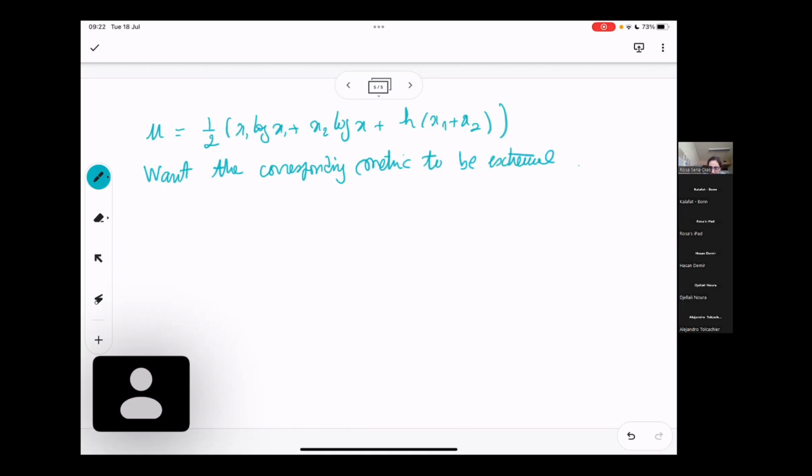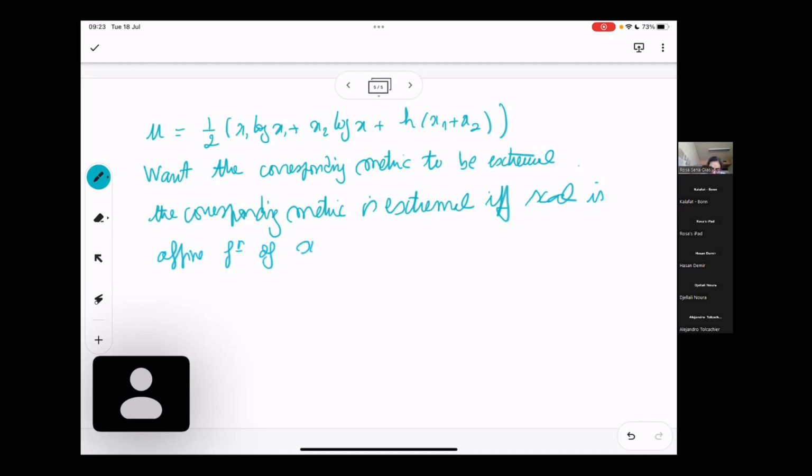And the last thing I said yesterday was that the corresponding metric is extremal if and only if its scalar curvature is affine. It's an affine function of x1 and x2. But the metric is invariant under the U2 action. So this affine function, which is the scalar curvature, must be invariant under the U2 as well. So it needs to be of this form. So this here is what we must solve.